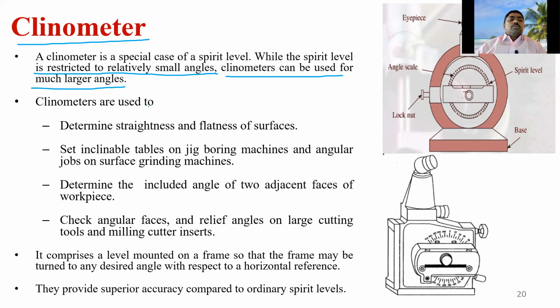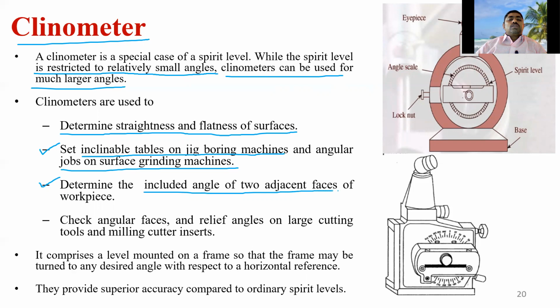So the clinometers can be used for determining the straightness and flatness of surfaces, and also for setting the tables to certain inclination on jig boring machines, and angular workpieces set on surface grinding machines. You can also find the included angle of the two adjacent faces of the workpiece. You can also check the angular faces and relief angles on large cutting tools and milling cutter inserts.